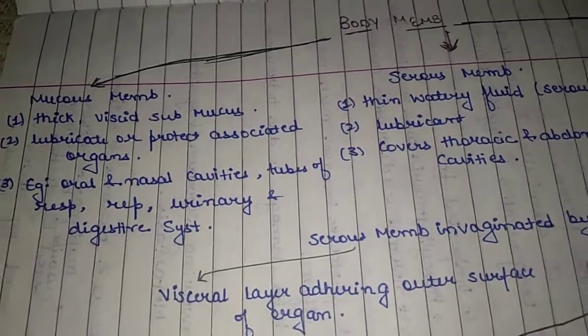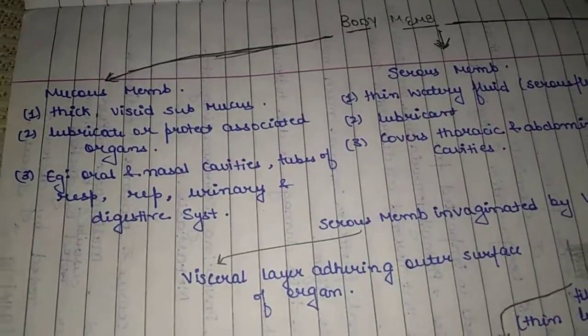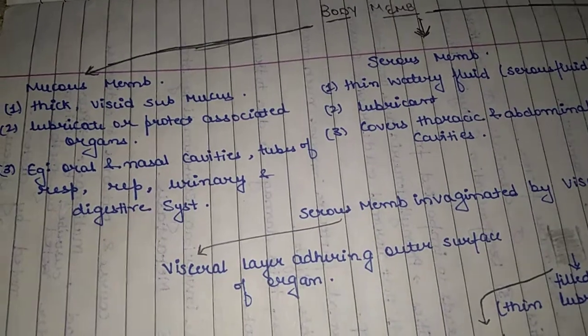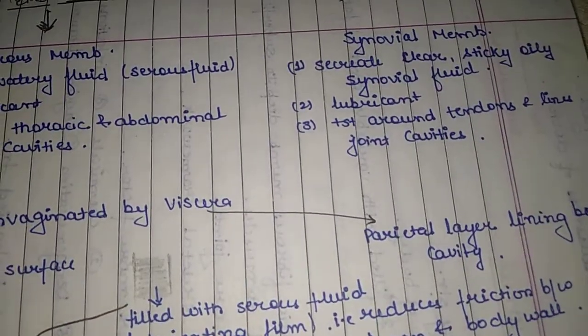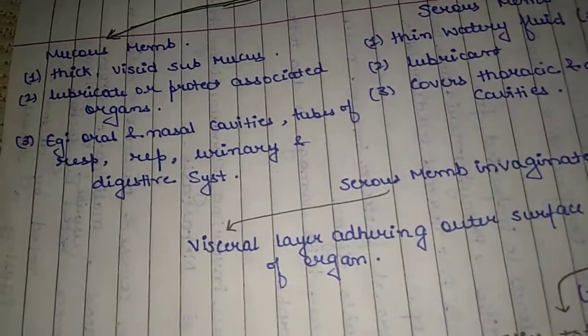Guys, today we will learn further about body membranes. It is of three types. First is your mucous membrane, second is your serous membrane, and third is your synovial membrane. Firstly, we will discuss mucous membrane.